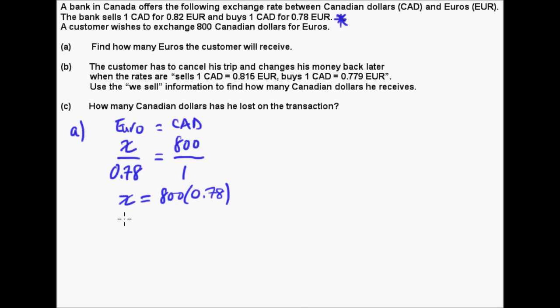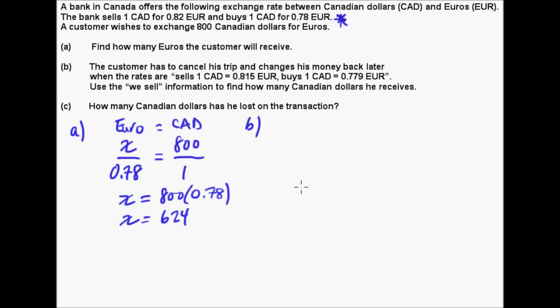And the reason it's less is because the euro is stronger than the Canadian dollar. Although probably not for long, because the euro is going down and the Canadian dollar is going up. As of right now, it's October of 2012. Okay, anyway, let's look at part B.